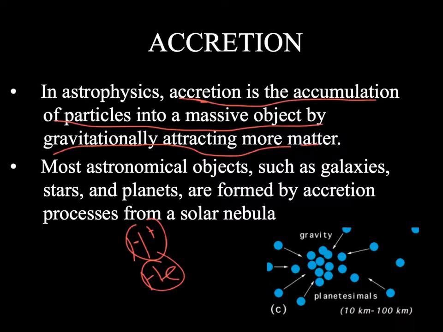And that's how the planets formed, right? From this dusty, gassy material that was the solar nebula. As it was spinning, there were a lot of collisions going on, and these particles started colliding into each other.